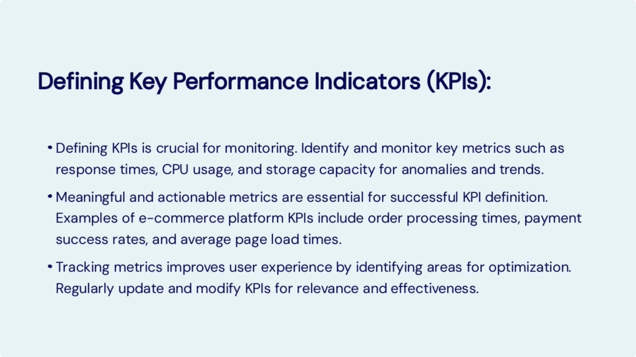Defining key performance indicators, KPIs. Defining KPIs is crucial for monitoring. I need to identify and monitor key metrics such as response times, CPU usage, and storage capacity for anomalies and trends. Meaningful and actionable metrics are essential for successful KPI definition. For example, in an e-commerce platform, KPIs include order processing times, payment success rates, and average page load times. Tracking metrics improves user experience by identifying areas for optimization. It's important to regularly update and modify KPIs for relevance and effectiveness.